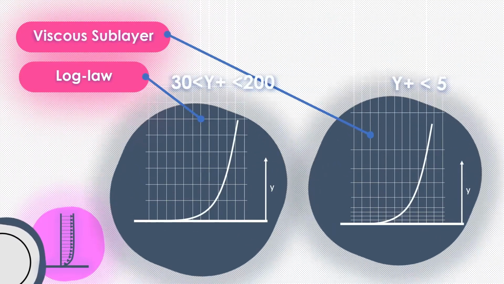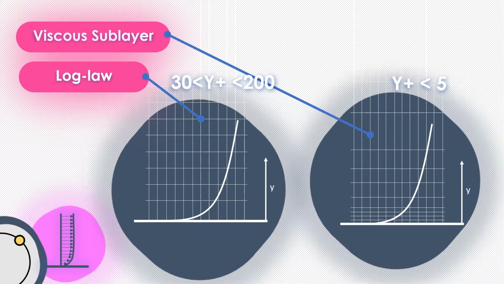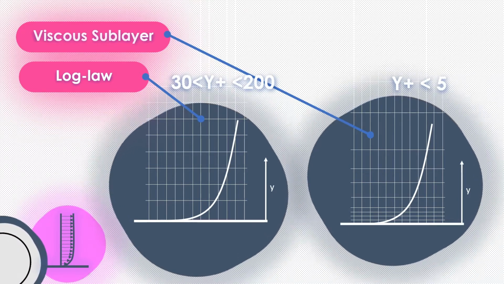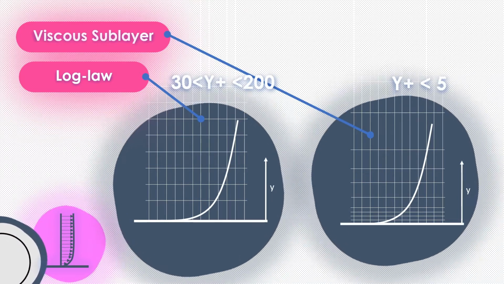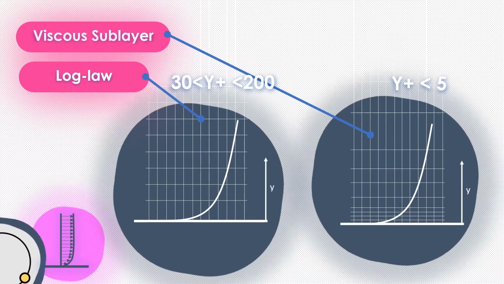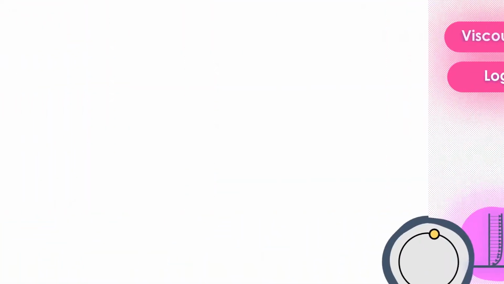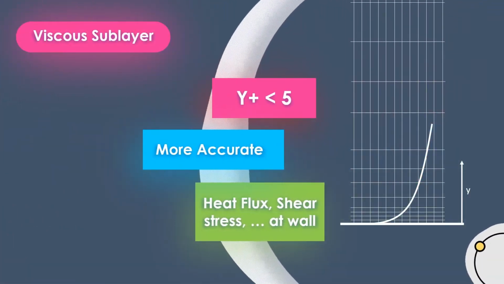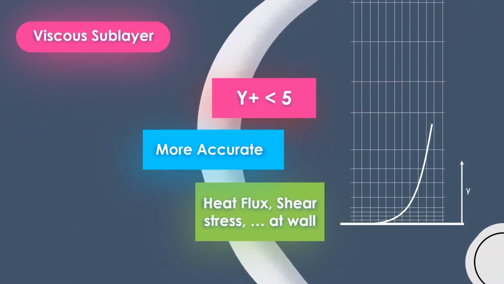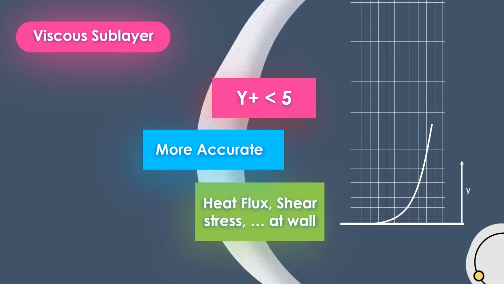If the Y plus value lies below 5, the solver in the post-process uses the viscous sublayer equation. If the Y plus lies between 30 and 200, the solver uses log-law empirical equations. And the Y plus value that we need to maintain for good CFD results from our side is below 5, which will enable the solver to solve the near wall properties properly.